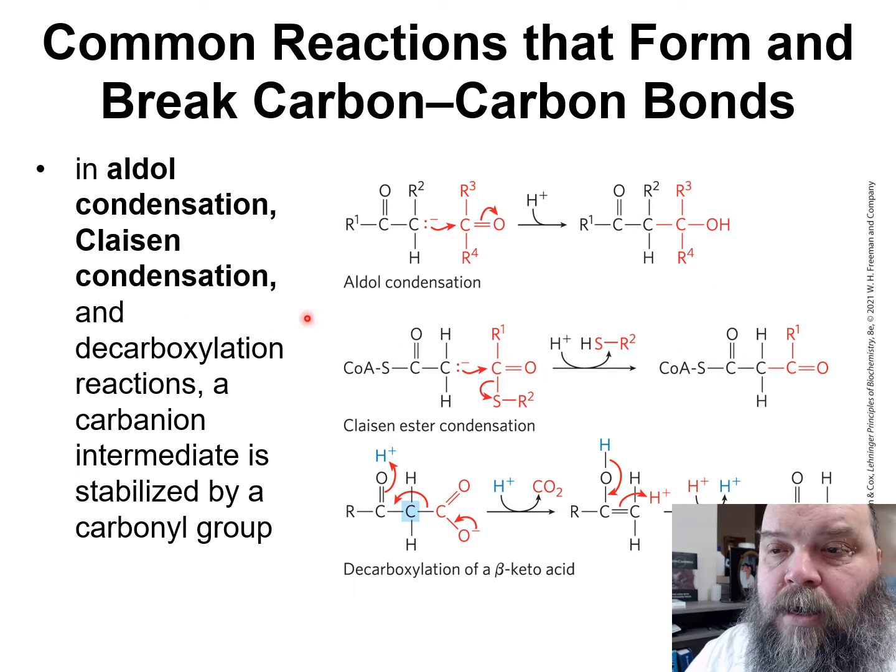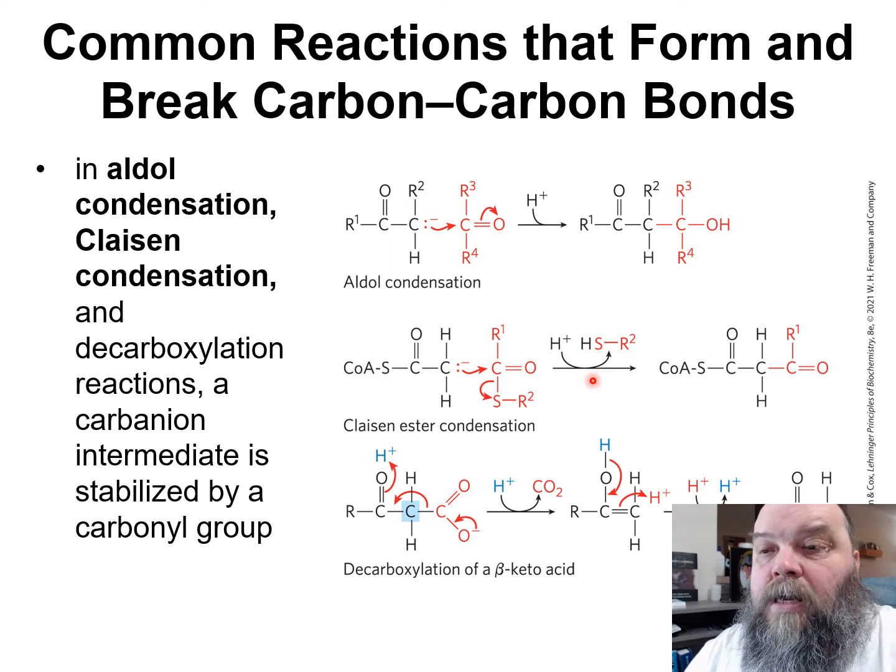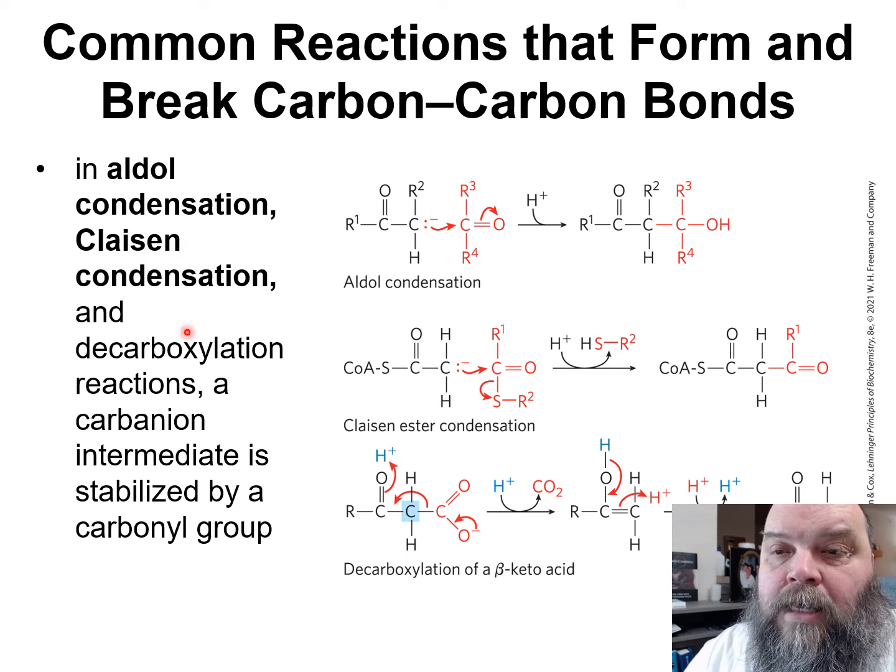We see roughly the same thing occurring here when we're talking about a Claisen condensation. But instead of a carbonyl group becoming a hydroxyl, we see the loss of the bond between the carbon and a sulfur group. The release of that sulfhydryl, whatever R2 is, and the sulfur is released. And we now have a terminal carbonyl group.